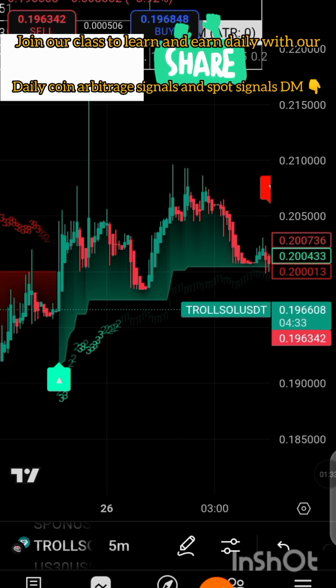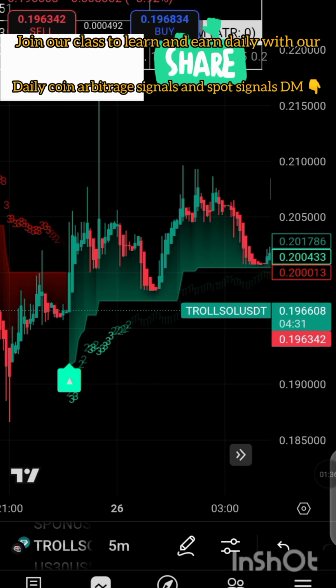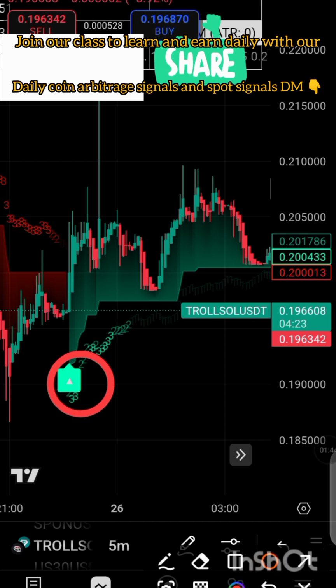So you can see that this is a buy signal here. This thing you are seeing here is a buy. Immediately, the bot indicator shows a sign of buy. You can see what actually happened. It went seriously up here. You can use this strategy to make thousands of dollars.